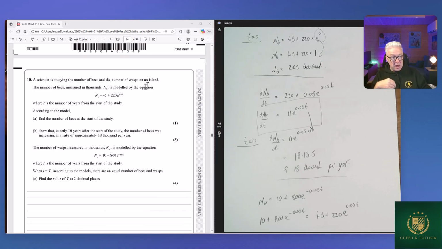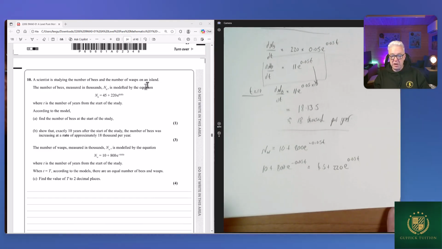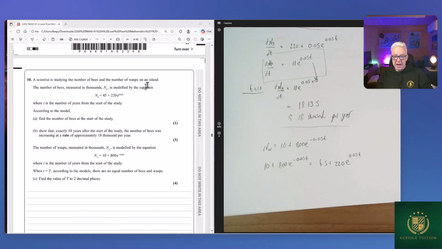Okay, now it says the number of wasps measured in thousands is NW, and it's modelled by the equation NW is equal to 10 plus 800 e to the minus 0.05t, where t is the number of years from the start of the study. When t equals some value, capital T, according to the models, there's an equal number of bees and wasps. Find the value of t to 2 decimal places.